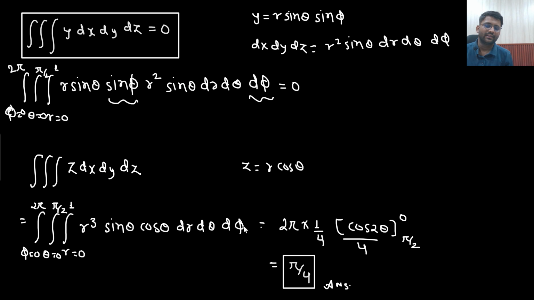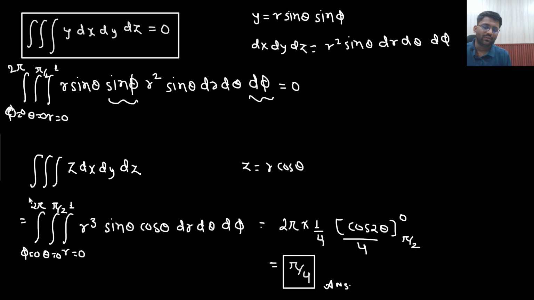In the same manner I will write it down. So what will I be getting? dx dy dz can be written as r square sin theta dr d theta d phi. This will become r cube cos theta sin theta dr d theta d phi. For r cube, putting the limit, this will become r to the power 4 divided by 4, with r going from 0 to 1, so the answer will be 1 by 4.